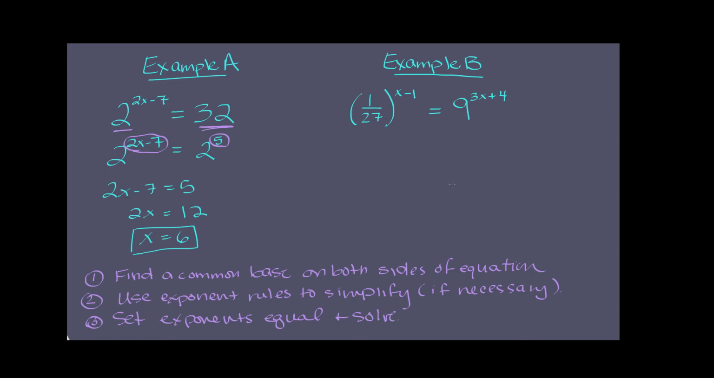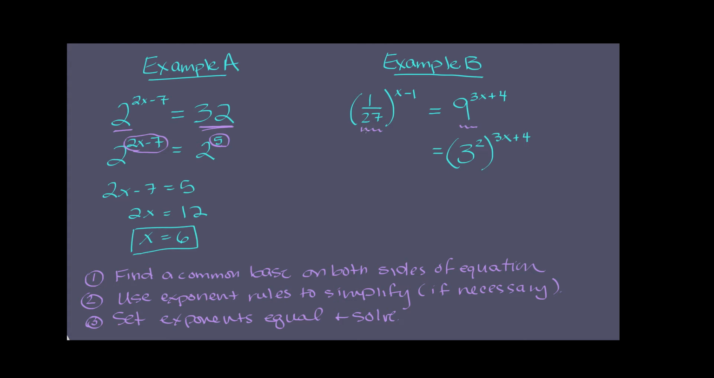Okay, so let's take a look at this next example. This one's a little bit trickier. It's a little harder to see. We need to take a look at this 1/27th and this 9 and think about what base we can write 1/27th and 9 as. Hopefully, you see that we can write it with a base of 3. The 9's a little easier, so we'll start over here. 9 is 3 squared, so I'm going to replace the 9 with a 3 squared, and I'm still going to raise that 3 squared to the 3x plus 4 power.